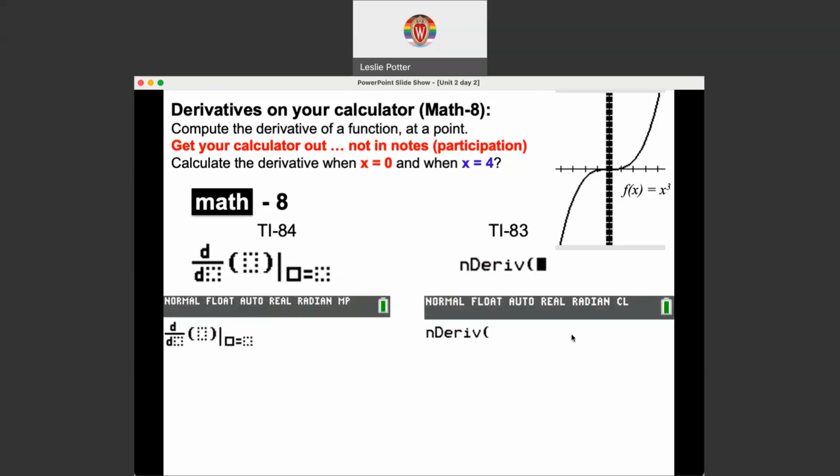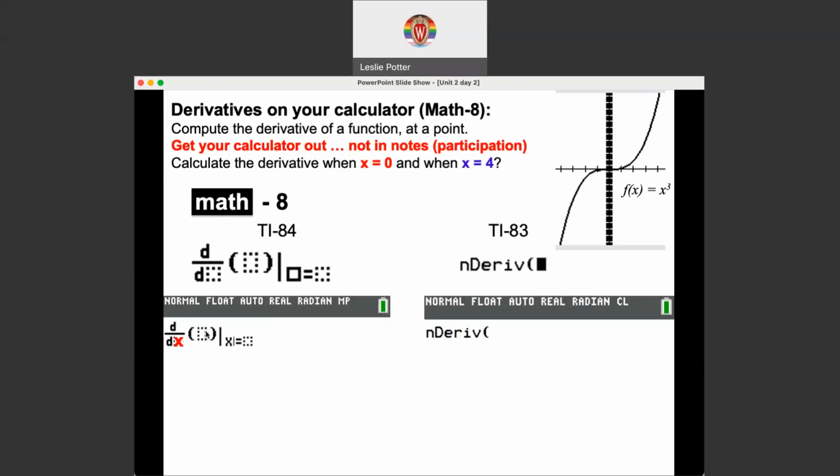So here's our screen. And when you select Math 8, this will come up or this will come up. I'm kind of doing both screens at the same time. Okay, so let's do the TI-84 first. So what you want to do is use your variable key. Remember, your variable key is just underneath your mode key, so it's the second one down, second one over. We want to put a variable X here.